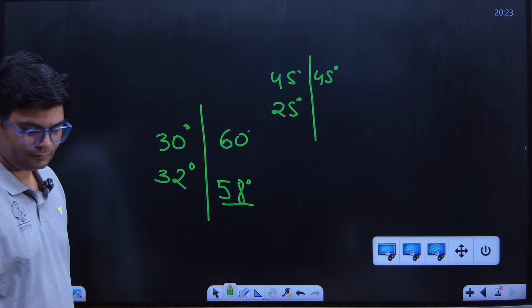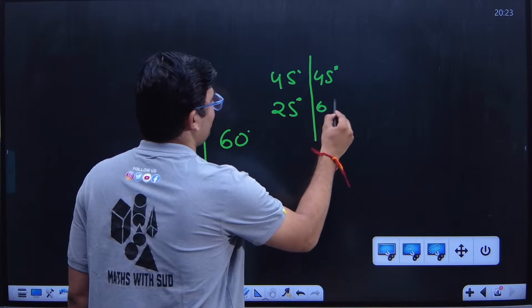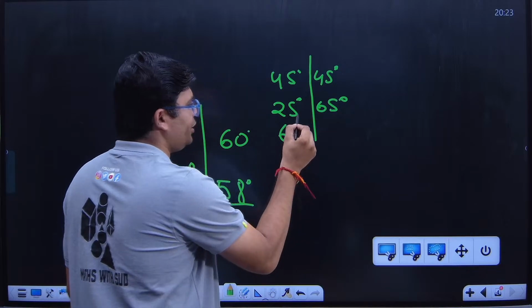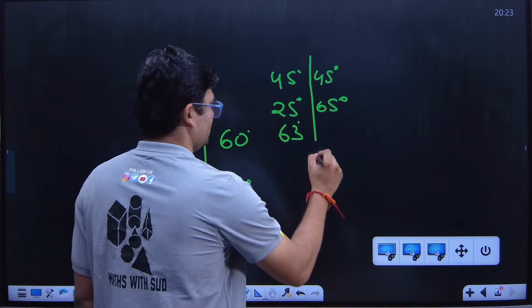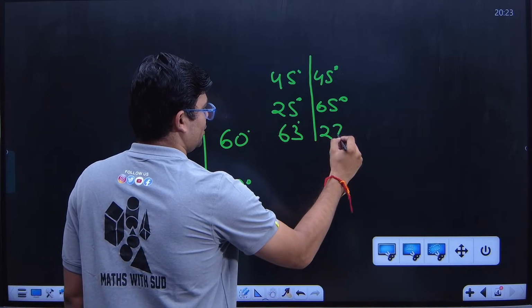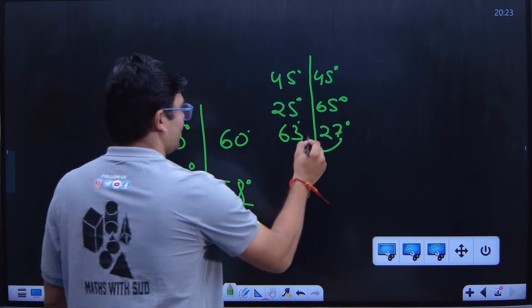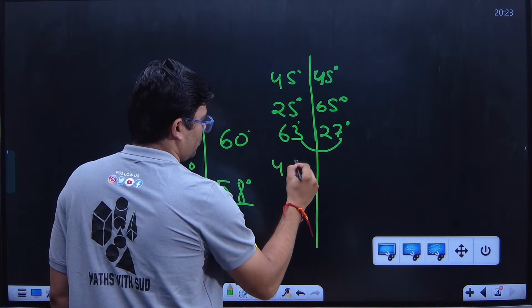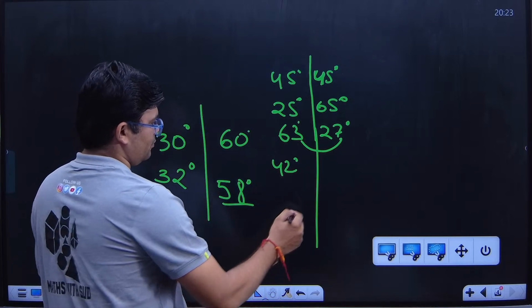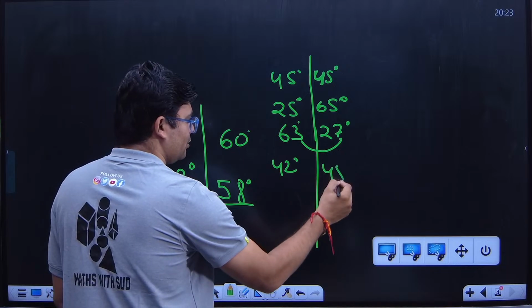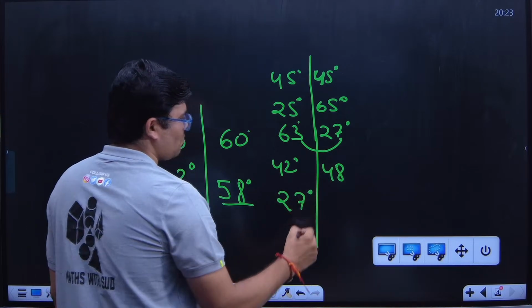60. Wonderful. 65. 63. 27. This has to be made 10. Okay, be quick. 42. 80, 88. Not 88, 48. Sorry, 40. Okay, 27 degrees.